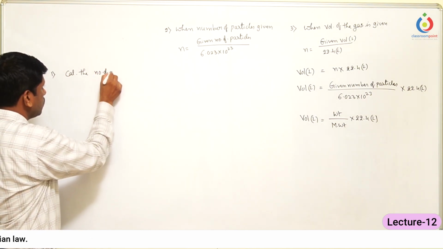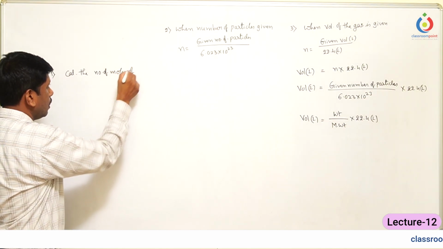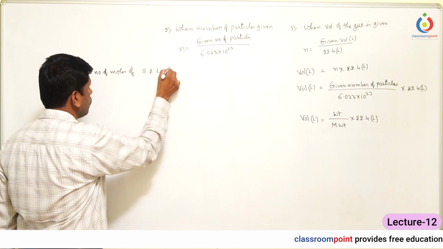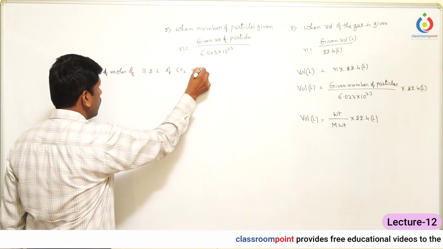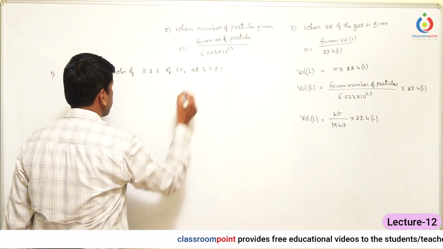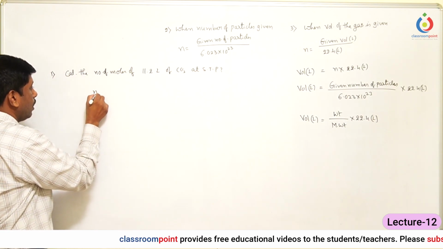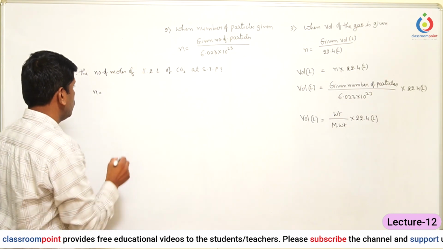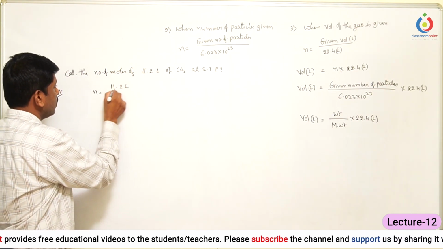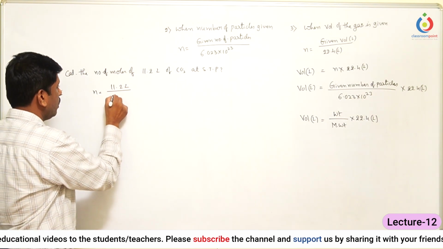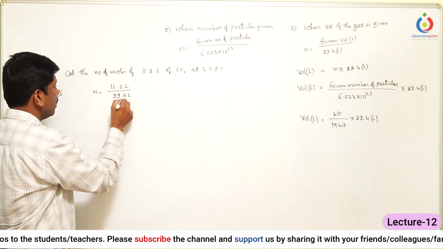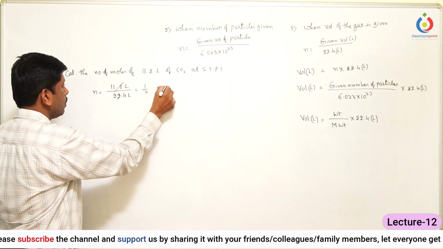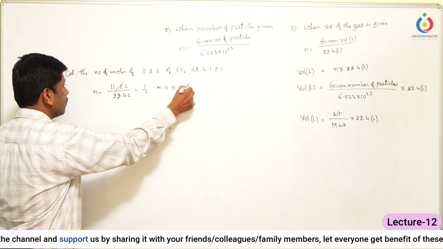First one: calculate the number of moles of 11.2 liters of CO2 at STP. So formula n equals given volume 11.2 liters divided by STP volume 22.4 liters. Cancel out, so it is 1 by 2, which means this value equals 0.5 mole.